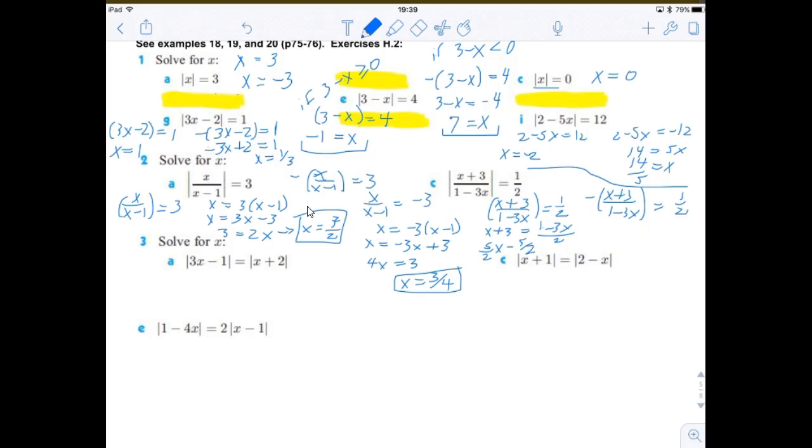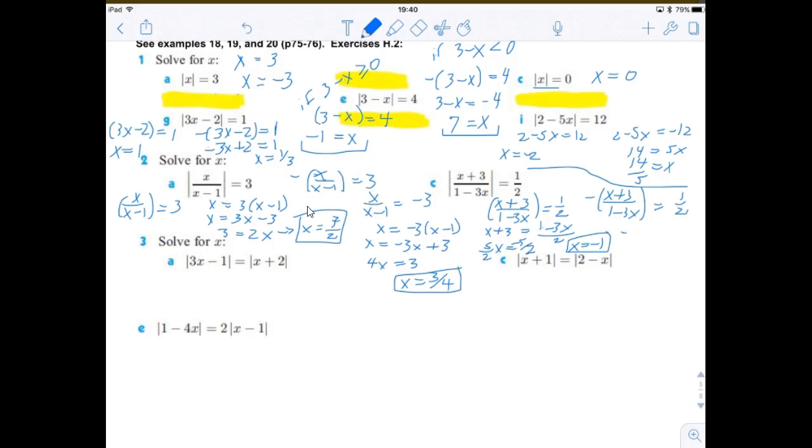So you have that equal to negative 5 halves, right? So 5 halves x equals negative 5 halves, x equals negative 1. Okay. And last of all, this one here.